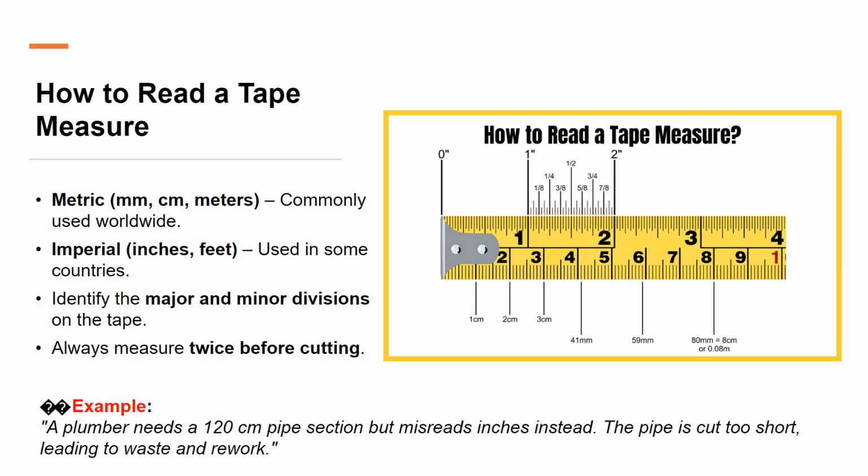Second, understand the tape. Each line matters. On the metric side, 10 millimeters make a centimeter, 100 centimeters make a meter. On the imperial side, an inch is broken into halves, quarters, eighths, and sixteenths. Know how to read these, because many fittings still come labelled in inches.